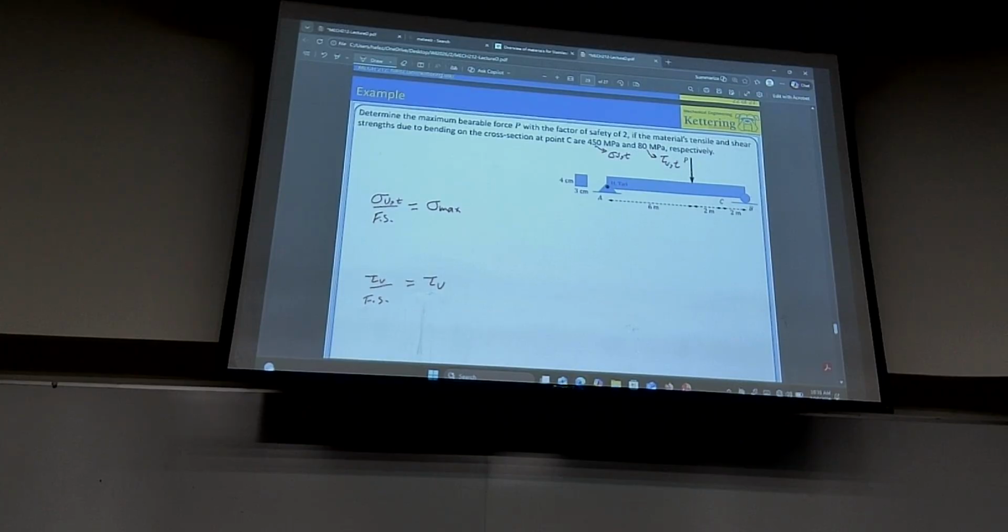And where is it happening? Sigma ut. In this case, you load it downward. Yeah, so if it's a little downward, tension is happening at the bottom. Very good. So it's happening right in here. So you said sigma ut, so that's critical in sigma.